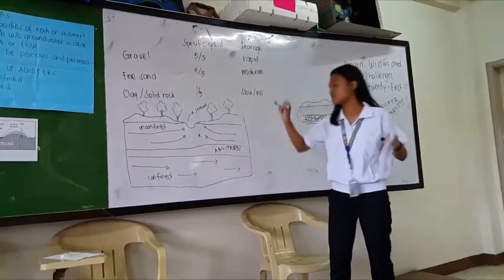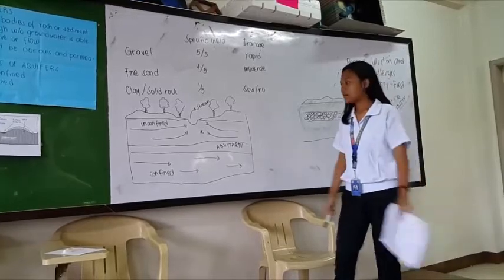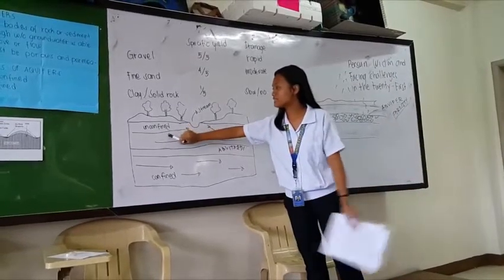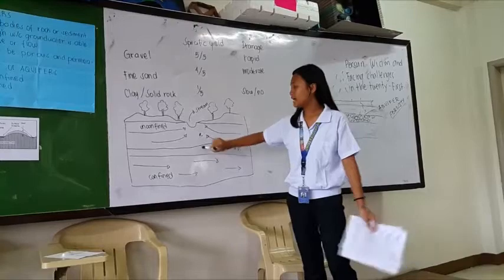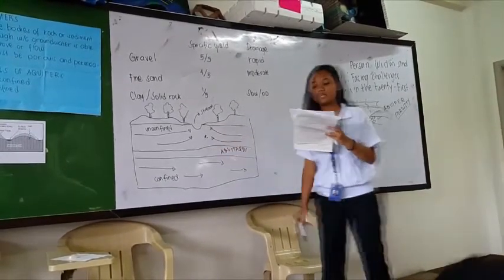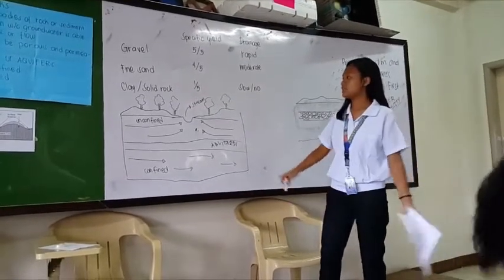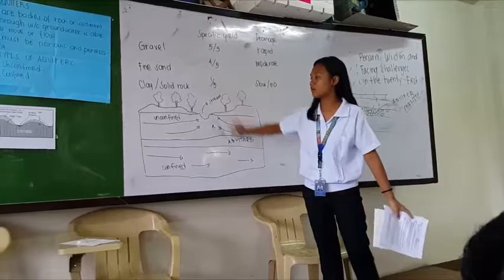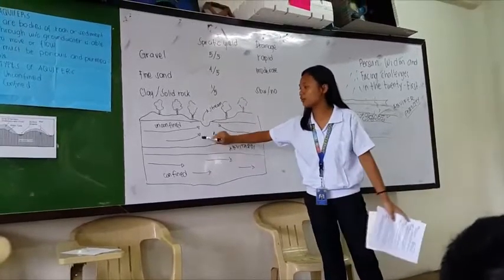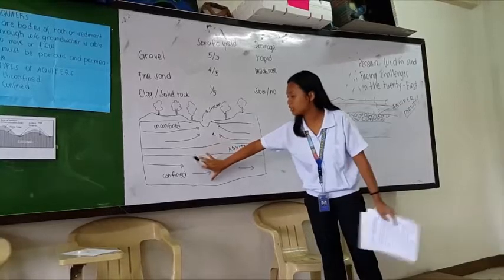So let's explain first what is an unconfined aquifer. An unconfined aquifer is not bounded by an aquitard. So what is an aquitard? An aquitard is a body of material with very low permeability, which means it may be clay or solid rock, through which water cannot flow or only little water can flow. It traps water.